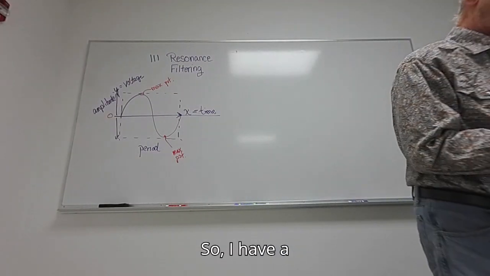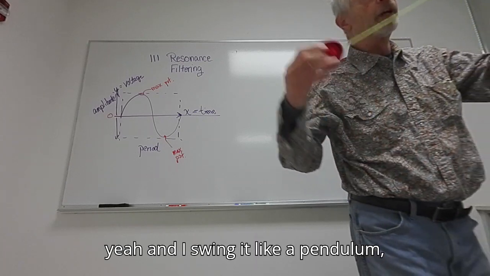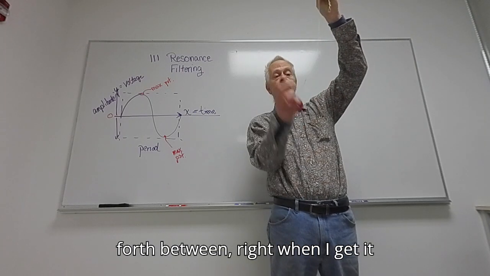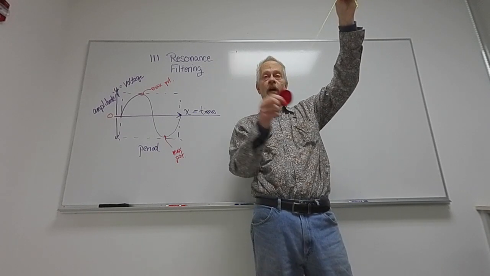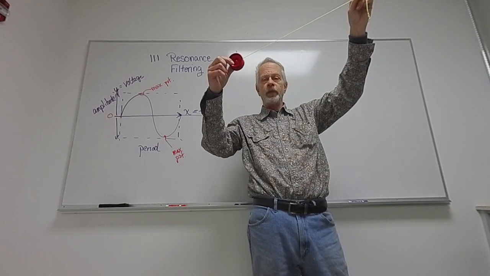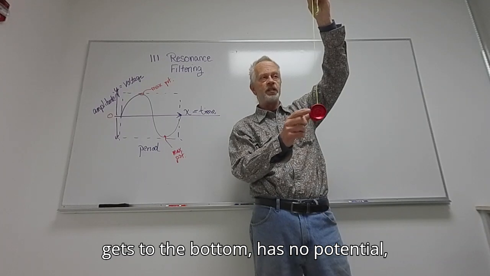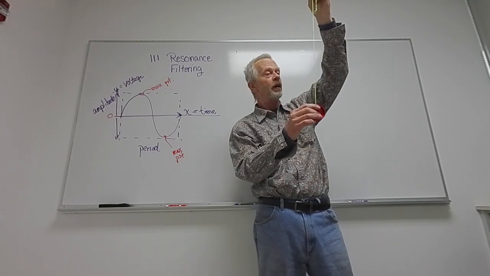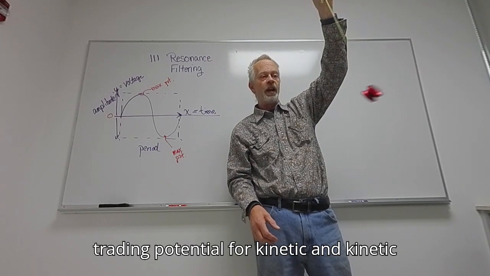So I have a yo-yo here, and I swing it like a pendulum, right? I'm switching back and forth between, when I get it right at the extent of its travel, it has maximum potential energy. And when it swings up here and stops, it has max potential and no kinetic. As it starts to fall, it loses potential and gains kinetic. And when it gets to the bottom, it has no potential, can't fall any further, but has maximum velocity or maximum kinetic energy. So it trades this off back and forth, trading potential for kinetic and kinetic for potential.